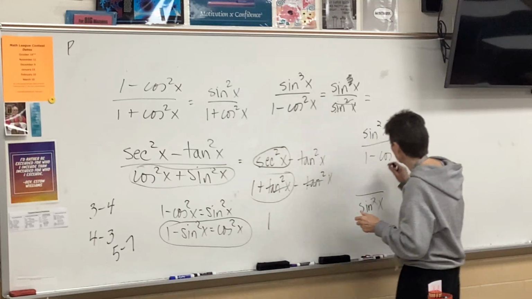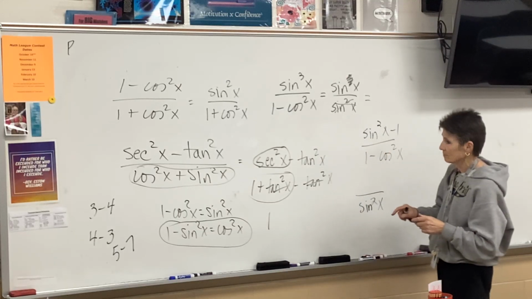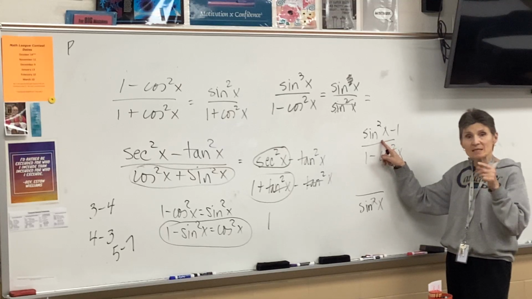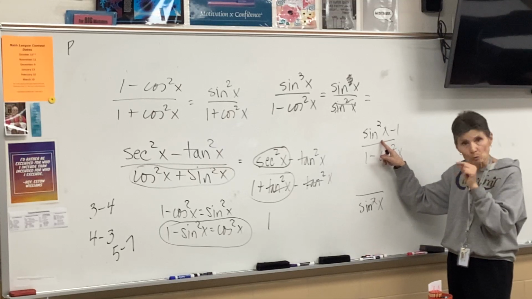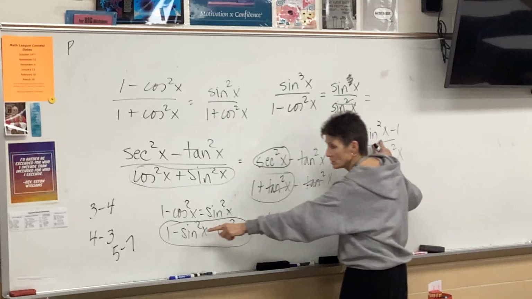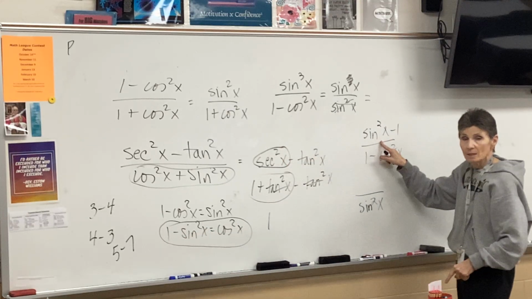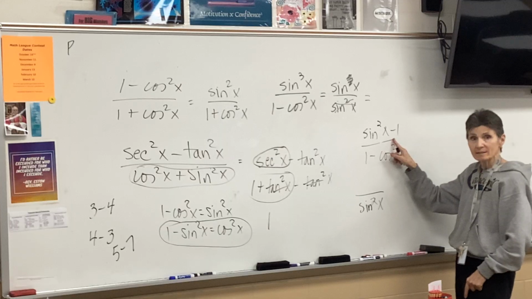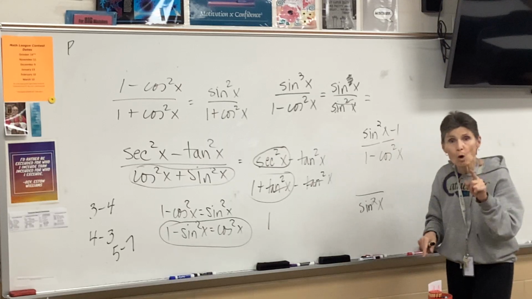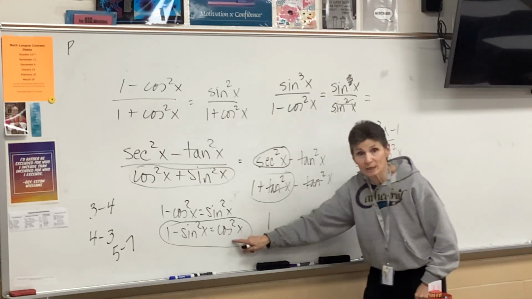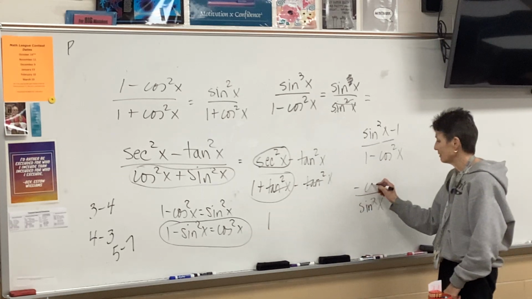This problem is being subtracted in the wrong order. It's supposed to be subtracted like this. Now, I can go ahead and do that, but it's in the wrong order. So instead of getting cosine squared, which is what I should get, I'm going to get negative cosine squared.